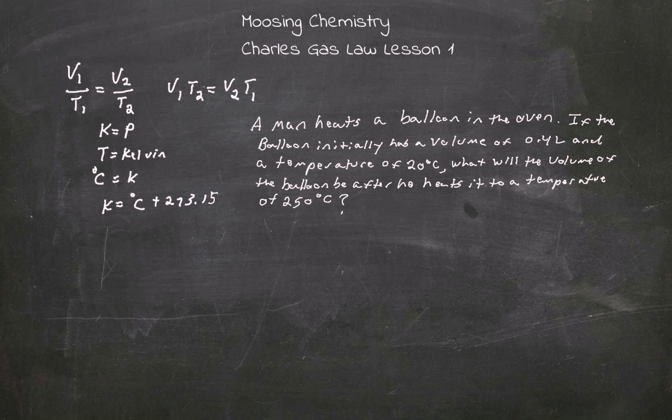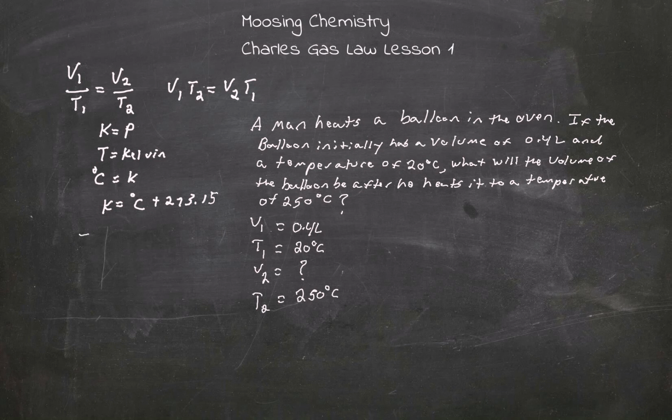So first of all, what we want to do is find our values. So V1, T1, V2, T2. So we're going to go ahead and set up our volumes here. Our first volume is 0.4 liters. Our first temperature was 20 degrees Celsius, but we're going to need to change that. Our second volume is what we're looking for, and our second temperature is 250 degrees Celsius. So let's go ahead and convert our temperatures.